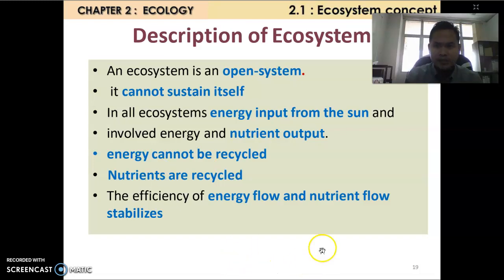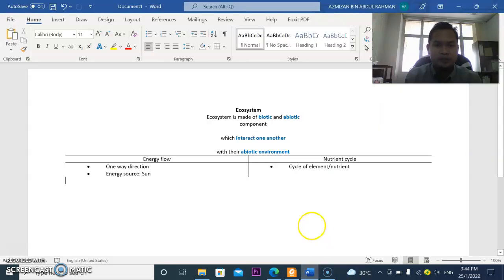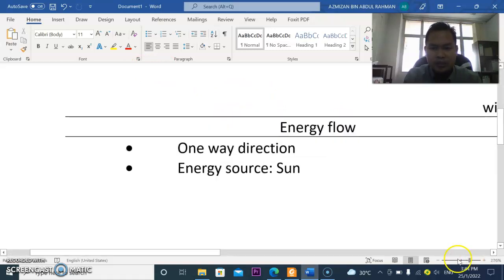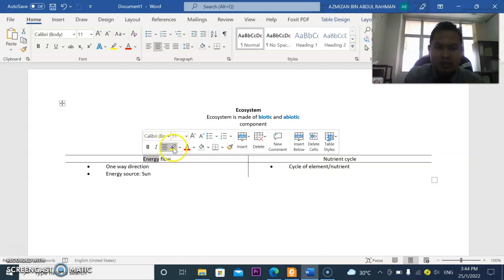The efficiency of the energy flow and nutrient flow is very important to stabilize the ecosystem. Jadi saya gemar untuk bawa kepada kamu untuk membuat satu table penting tentang ecosystem. So when you make a lesson about the ecosystem, you need to understand what the ecosystem is about. An ecosystem is made up of biotic component and abiotic component which interact with one another to sustain both. Ya. Jadi ekosistem akan dilihat dalam dua perkara. The first one is energy. The second one is nutrient.